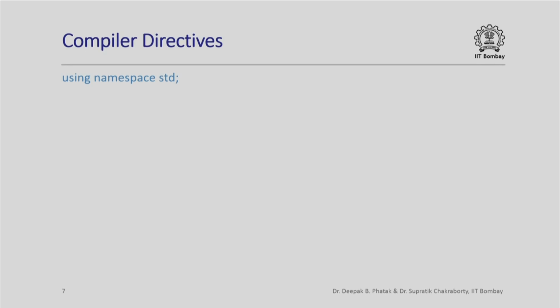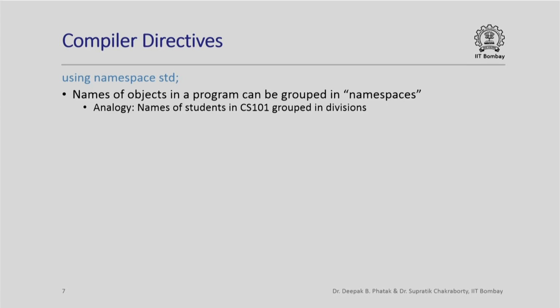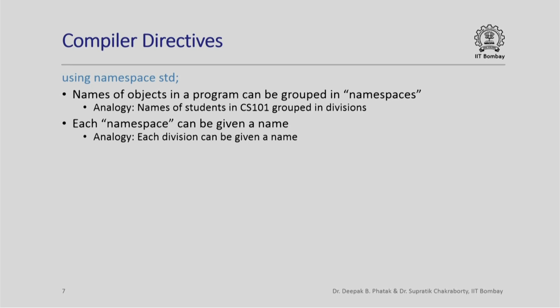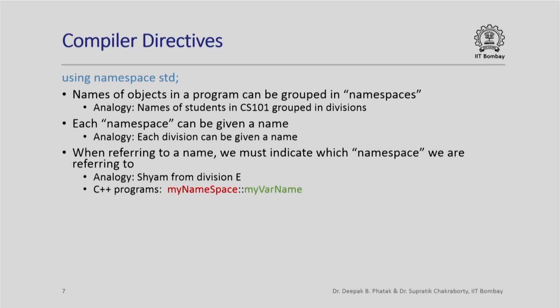Here is another compiler directive called using namespace std. Now in a program there are going to be several objects, and these names of objects can be grouped in several namespaces. A nice analogy is names of students in CS101 grouped in different divisions. So just like a division can be given a name, each namespace can be given a name. And when we are referring to a name, we must indicate which namespace we are referring to. For example, we could say the student Sham from division E.